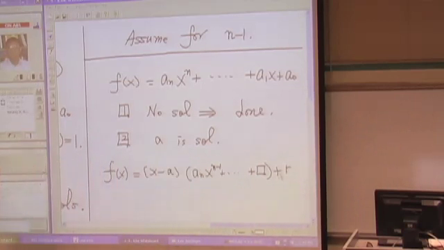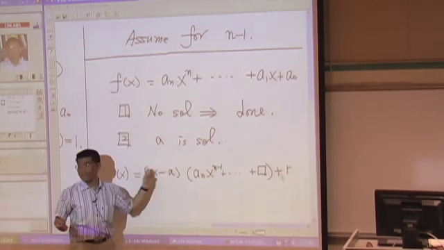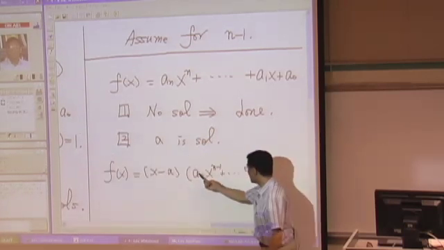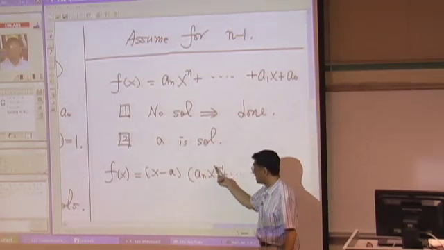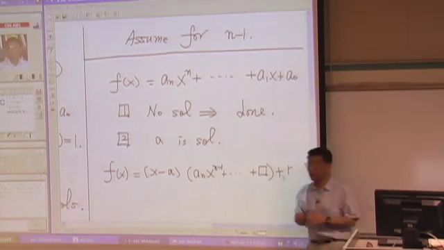So assume that there is no solution, then we don't care, because we are done. That means at most n solutions are satisfied. But assume that there is 1 solution and say that the solution is A. Then we divide f by this x minus a. Then because of the order, the thing that follows here is what? n minus 1, right? So we multiply this to get n, then n minus 1 and so on.